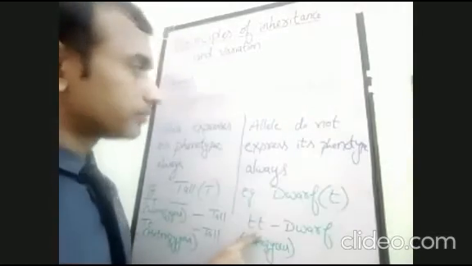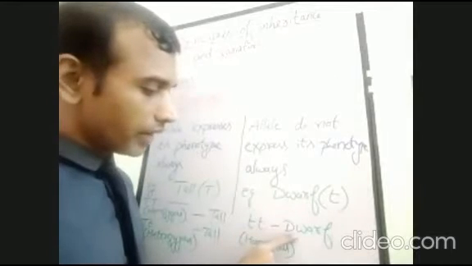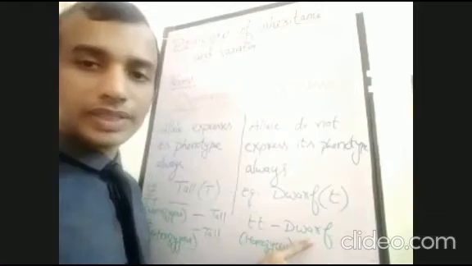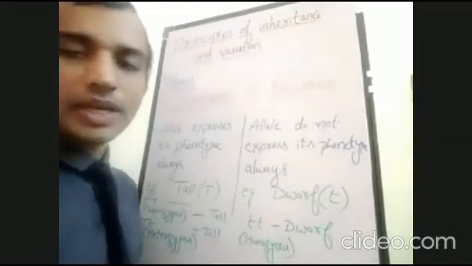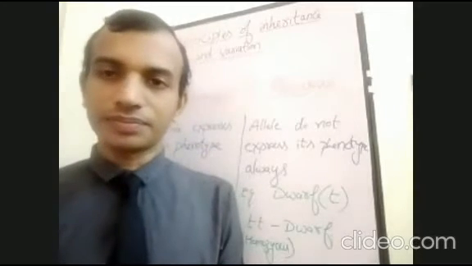That's why it is dominant. You can see here, small t, we have written as a dwarf. So only in this homozygous condition does this dwarfness get expressed, whereas it is unable to express in its heterozygous condition.